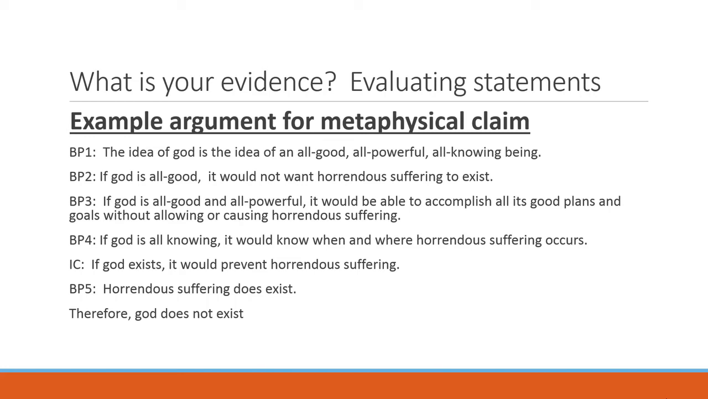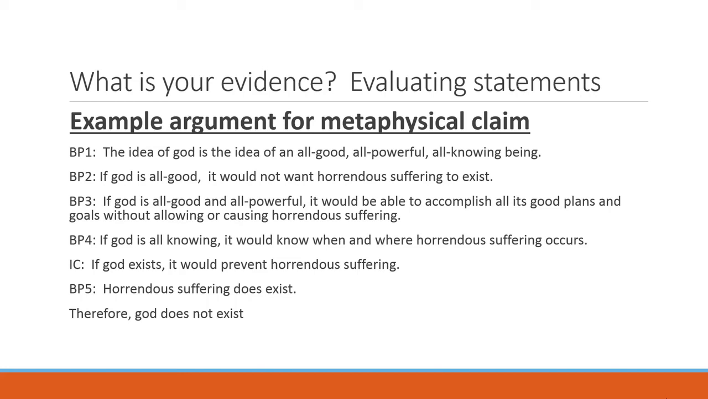The principle of inconsistency tells us that the existence of horrendous suffering and God are incompatible. The existence of God, as defined, and horrendous suffering are incompatible. That's what our intermediate conclusion tells us. Since the existence of God is incompatible or inconsistent with the existence of horrendous suffering, and we know that there is horrendous suffering, we conclude that God does not exist.